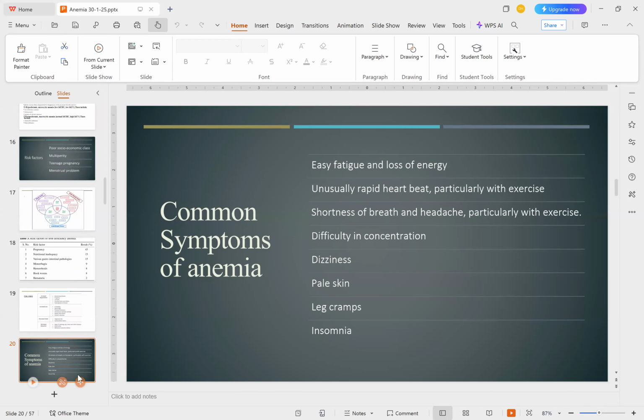Common symptoms of anemia: easy fatigue and loss of energy, usually rapid heartbeat, particularly with exercise, shortness of breath, and headache, particularly with exercise, difficulty in concentration, dizziness, pale skin, leg cramps, and insomnia. Signs of anemia include chylomicronemia, angular stomatitis, brittle hair, atrophy of papilla of tongue, dysphagia and glossitis, Plummer-Vinson syndrome, brittle nails.